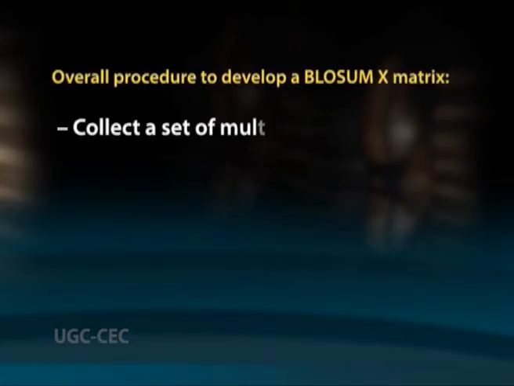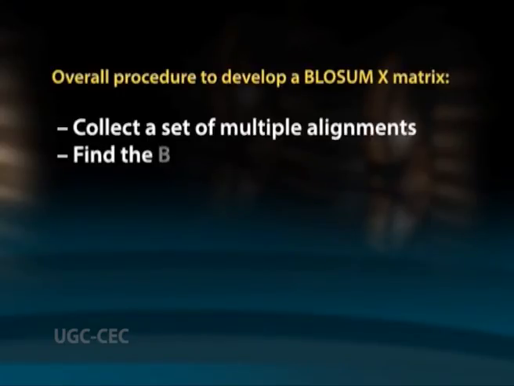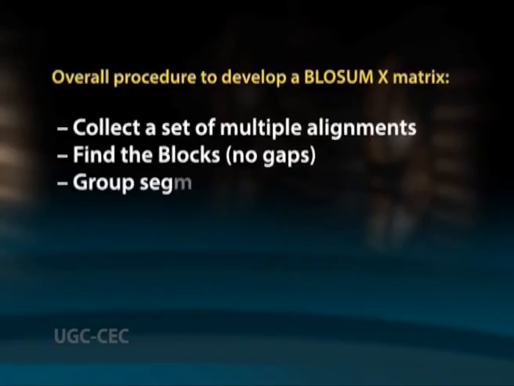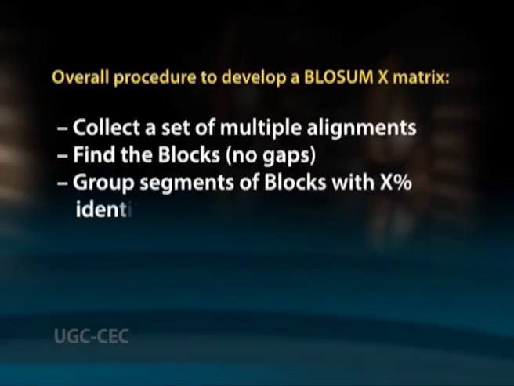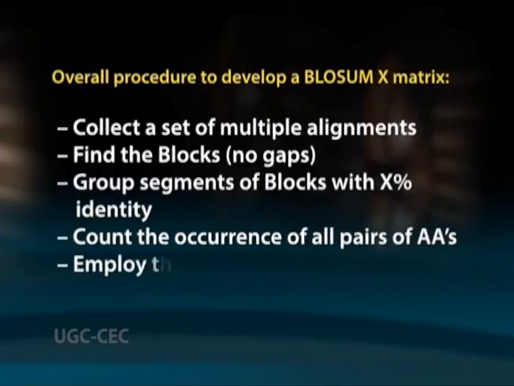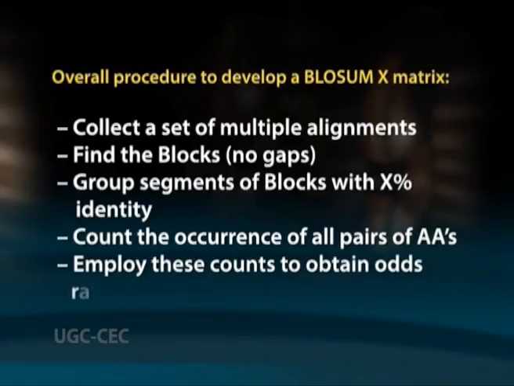Here is the overall procedure to develop a BLOSUM X matrix. First, collect a set of multiple alignments. Find the blocks with no gaps. Group the segments of blocks with X% identity. Count the occurrence of all pairs of amino acids and employ these counts to obtain the odds ratio or log odds.